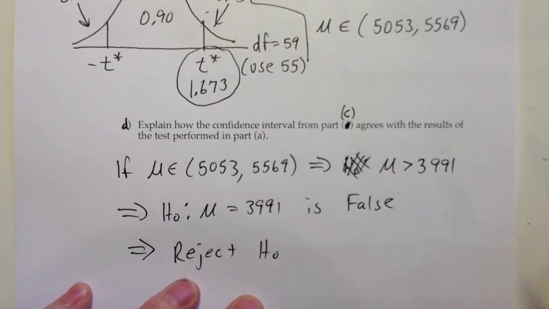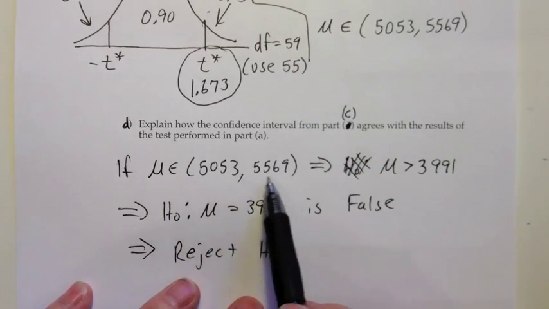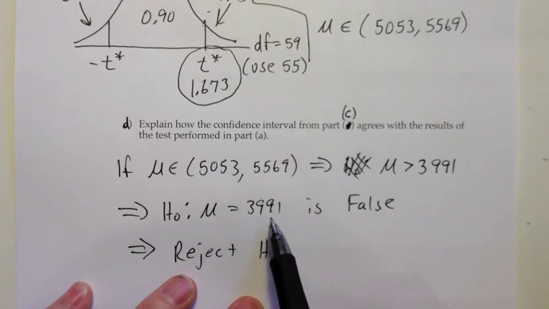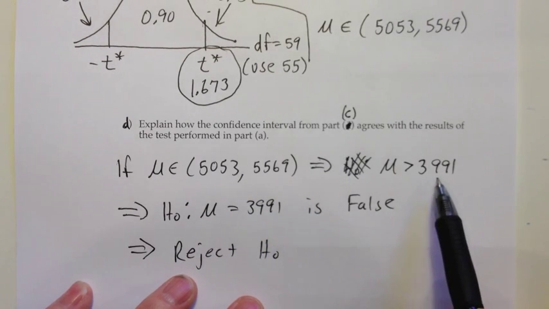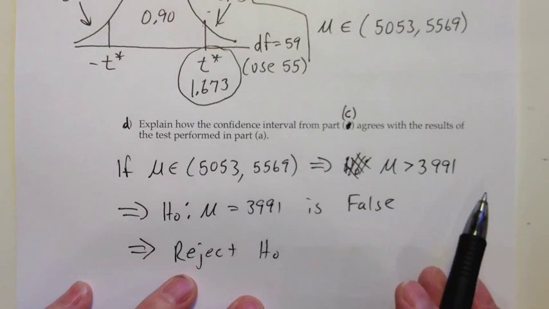So again, kind of saying that more in words, if we think that the mean is somewhere in this range, then the mean can't be 3991. It's bigger, like H1 says. So we should reject H0 in favor of H1.